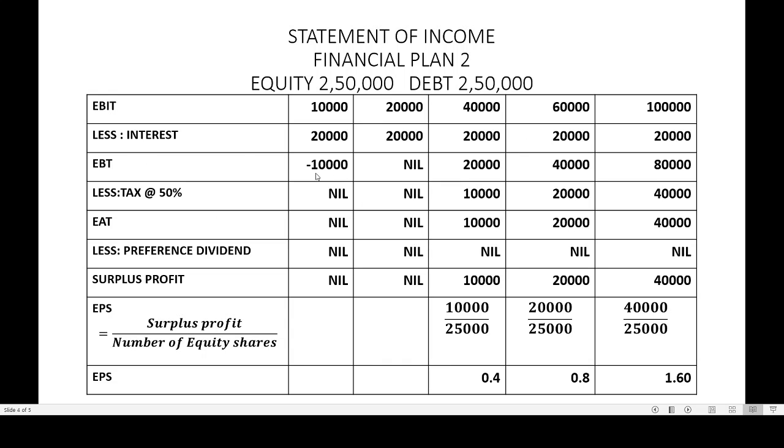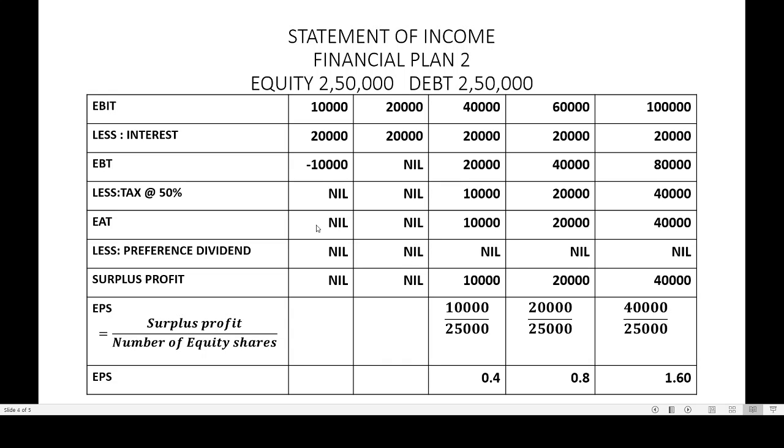So the first case you can say it is minus 10,000 loss. Second case it is 0. Third case 20,000. Fourth case 40,000 and fifth case 80,000. So less tax. There is no tax for the first and second case because we don't have profit. Here in case we actually have a loss, so tax is not there. Whereas in third case, 50% of the earnings before tax, 10,000 is the tax. And here it is 20,000, and in the fifth case it is 40,000.